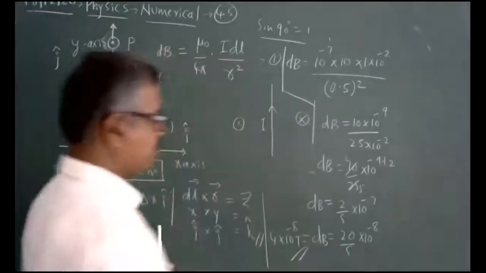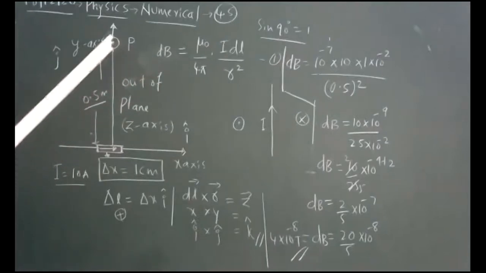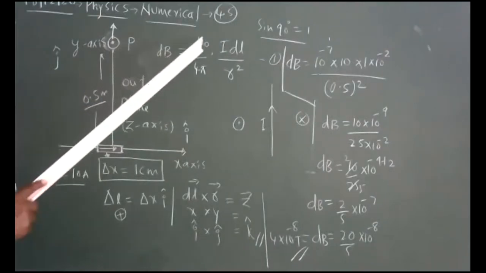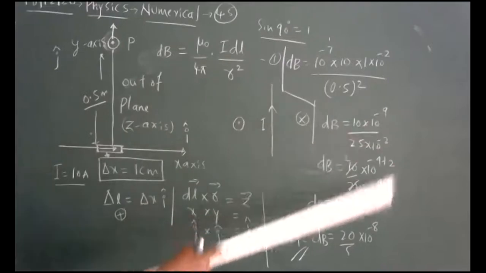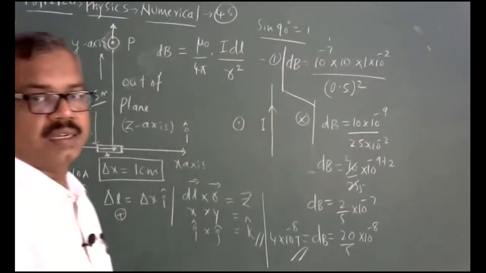The answer is very simple. The magnetic field at the point here, dB equal to mu 0 by 4 pi times I dl over r square. Substituting all the values, you end up with 4 into 10 raised to minus 8 Tesla.